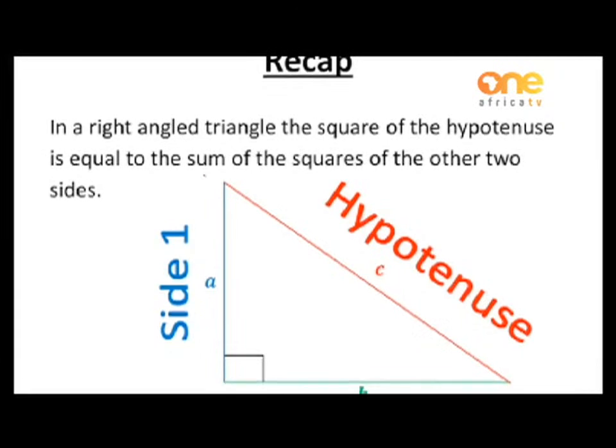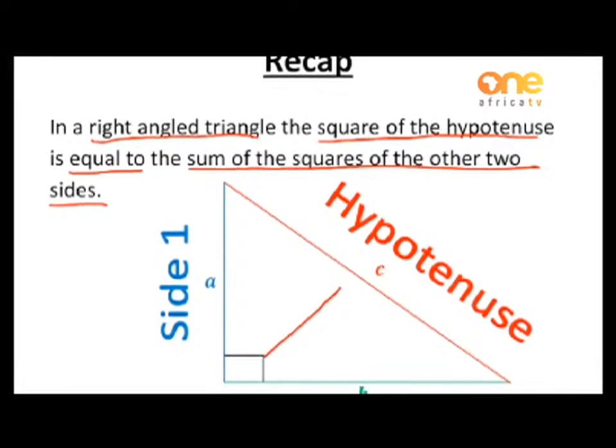Let us recap everything we have just learned. So, stating Pythagoras' theorem in words, we have, in a right-angled triangle, the square of the hypotenuse is equal to the sum of the squares of the other two sides. So looking at a right-angled triangle, the hypotenuse is always opposite the right angle, and then you have side 1 and your side 2.